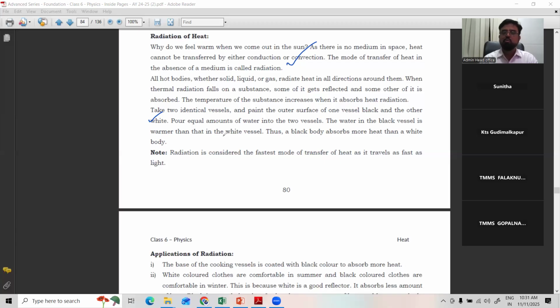Generally, in summer, we wear white shirts, not black shirts. In winter, you can wear black shirts because they absorb the heat. Right. So, radiation is considered the fastest mode of transfer.